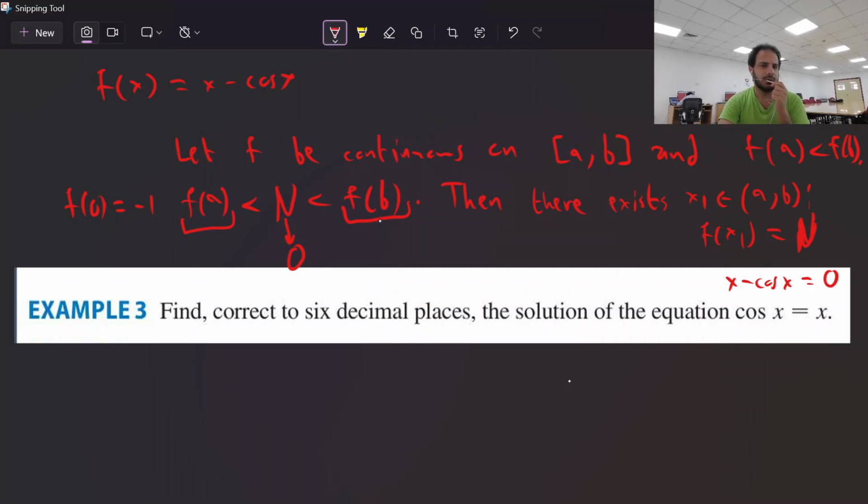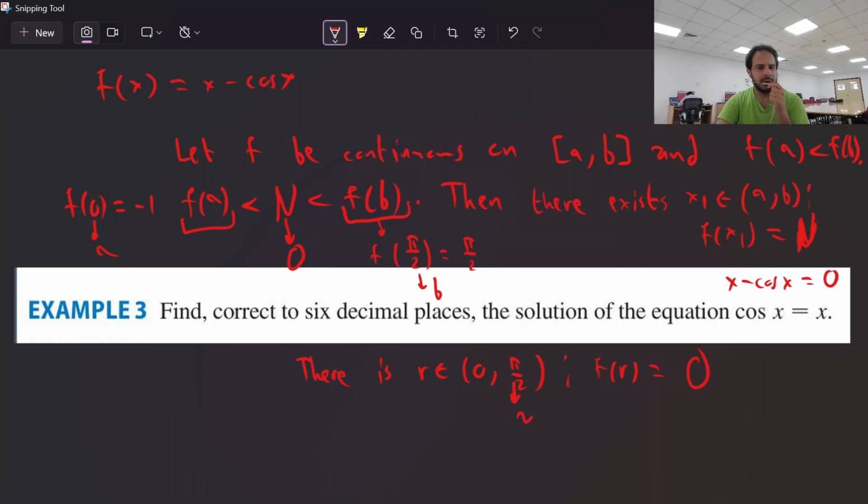For the other one, for example, you can choose f(pi over 2). f(pi over 2) equals pi over 2 minus cosine pi over 2. What is cosine pi over 2? 0, right? So just pi over 2, which is positive, right? So there is r in (0, pi over 2), where 0 is a and pi over 2 is b, such that f(r) equals 0. Good.